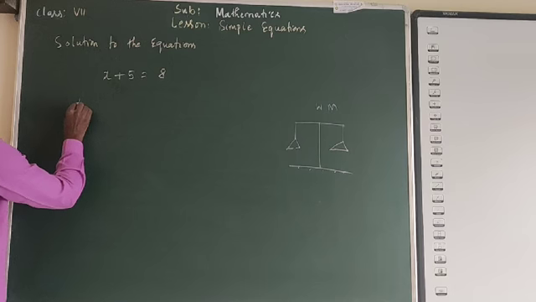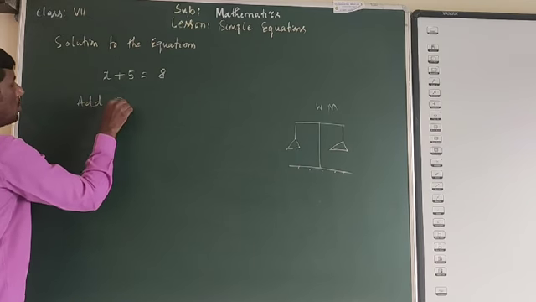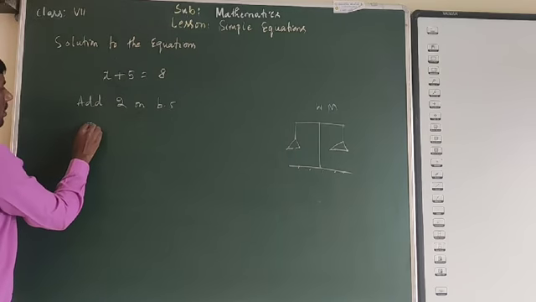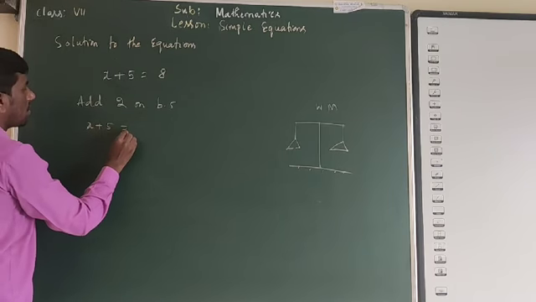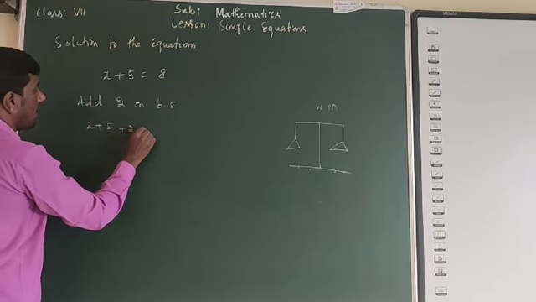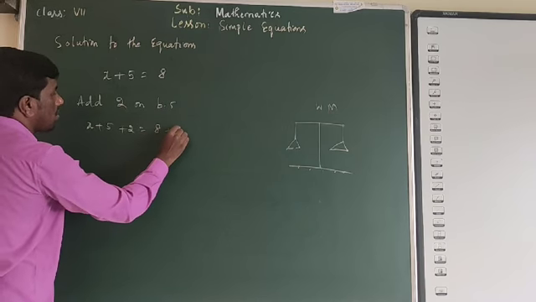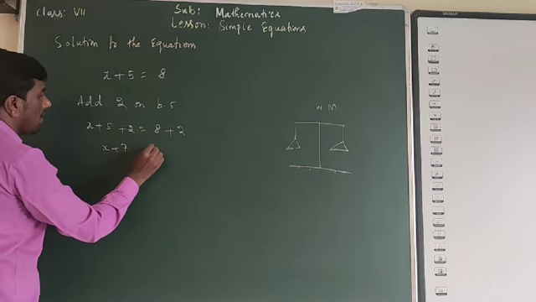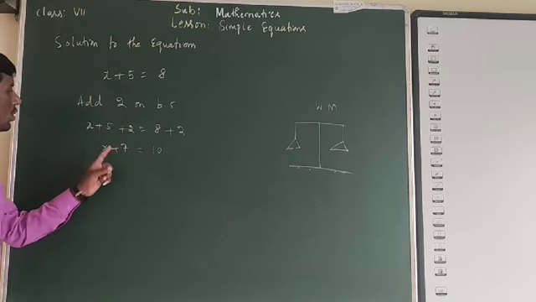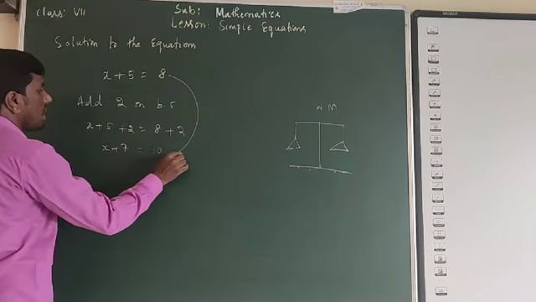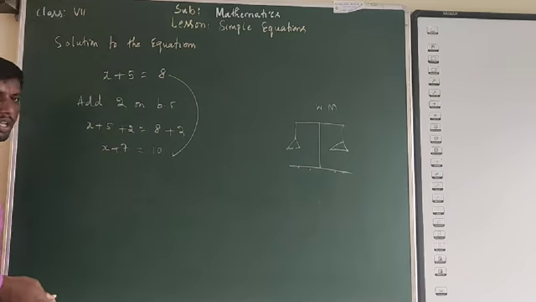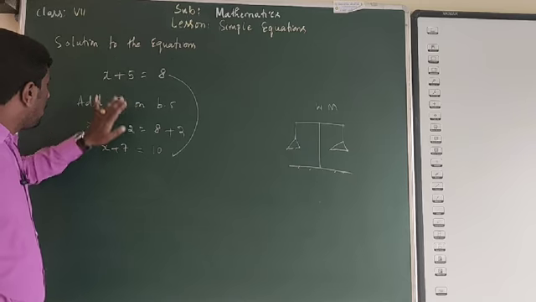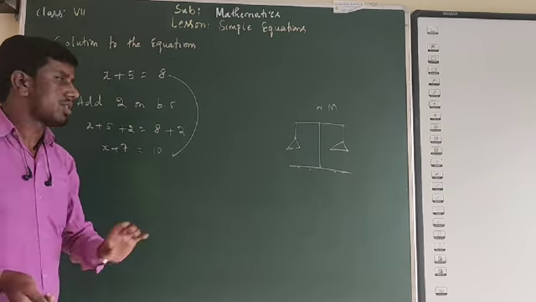Say I want to add 2 to both sides. What will happen? x plus 5 is equal to 8, plus 2. I am adding 2 on the RHS as well: 8 plus 2. So x plus 5 plus 2 becomes x plus 7, and 8 plus 2 becomes 10. Now these two equations are one and the same, exactly the same. Both equations will give only one exact solution.